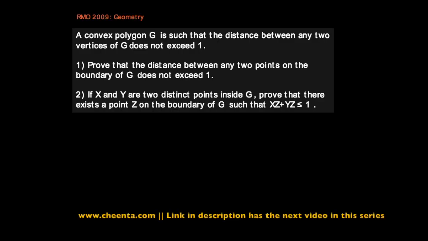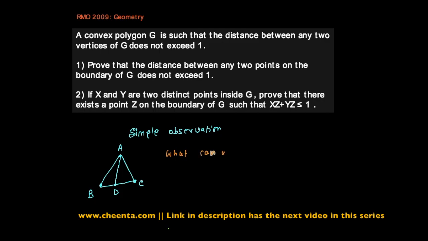So this is a very interesting problem from RMO 2009, and it depends on a very simple observation about lengths. Let's quickly see what that is. Suppose you have any triangle ABC, and let's pick a point D on the side BC and join AD. So the question is, what can we say about the length of AD?